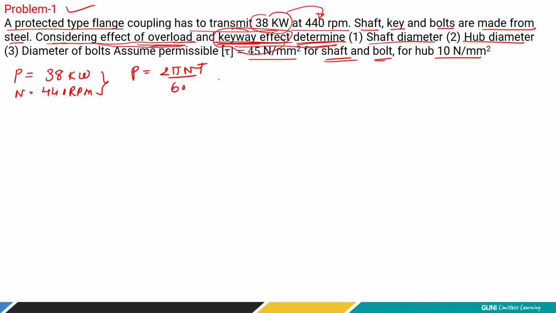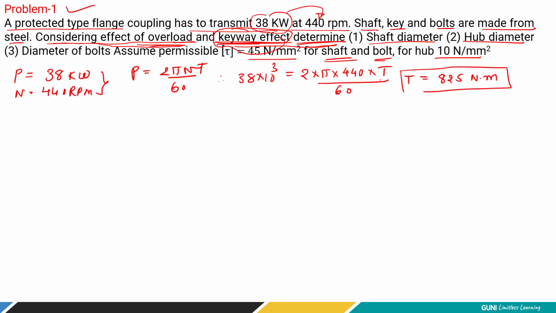P is equal to 2 pi N T by 60. Now the value is 38 kilowatt. Now 2 pi, the RPM is given as 440, and this is the torque we are going to find, over 60, right? Now the torque value from the calculation comes out to 825 Newton meter. Remember the unit. Whenever you find the torque from the given power value, the torque is always going to come in Newton meter, not in Newton millimeter.